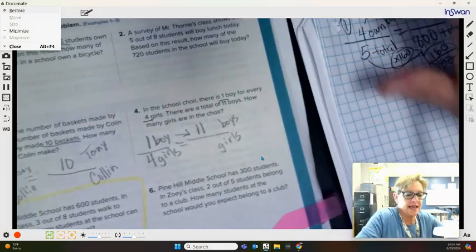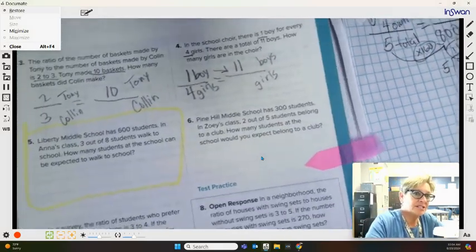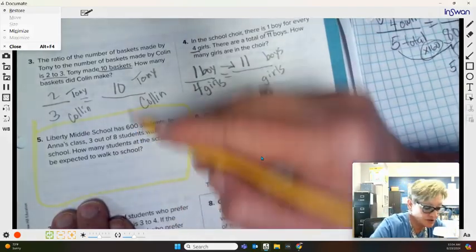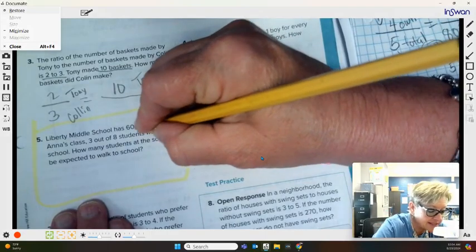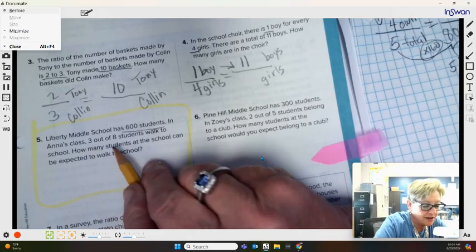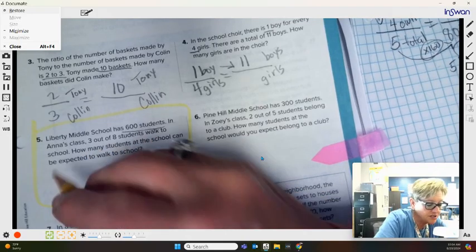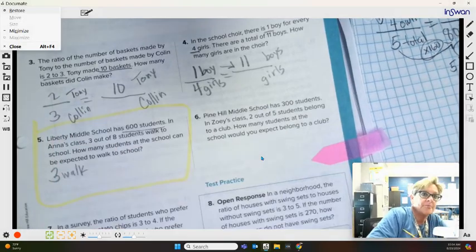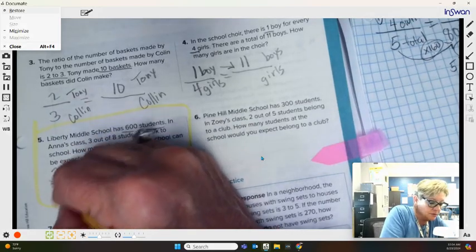All right, let's look at number 5. Number 5, Liberty Middle School has 600 students. Now you have to think about that. That's 600 students in the school. In Anna's class, 3 out of 8 total students walk to school. So you've got 3 that walk out of 8 total.